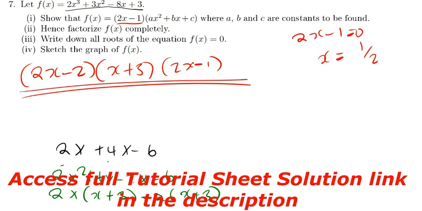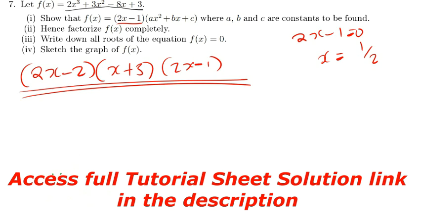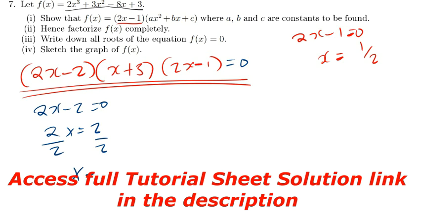Now from there we're trying to find the values of x. So what values of x are we going to have? Equate each factor equal to 0 and solve for x. Here we want to write down all the roots of the equation. You equate this equal to 0, you solve for x. So this one will be 2x minus 2 is equal to 0. 2x is equal to 2, divided by 2, x is equal to 1.